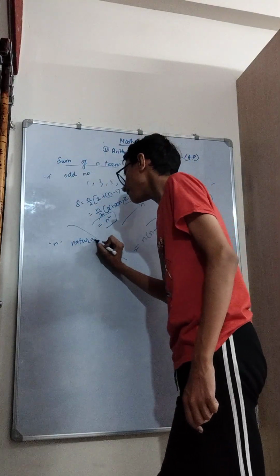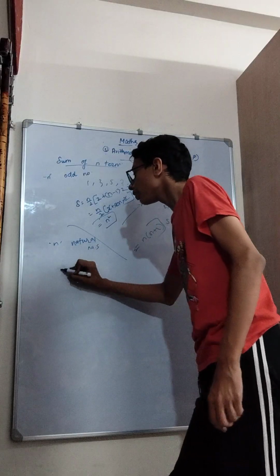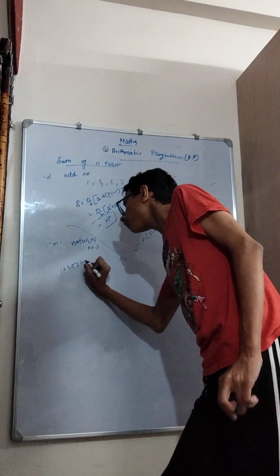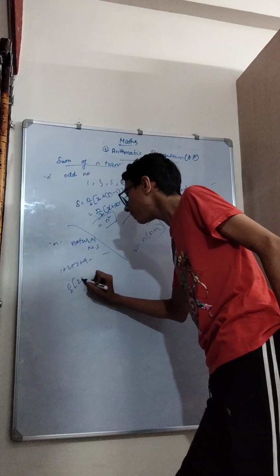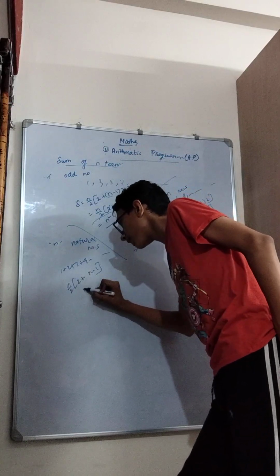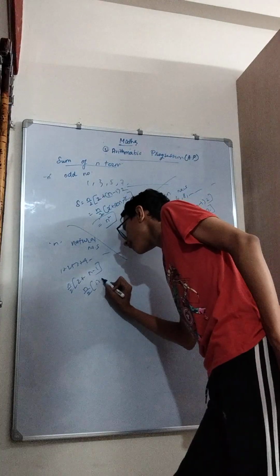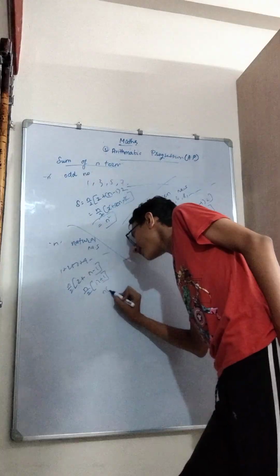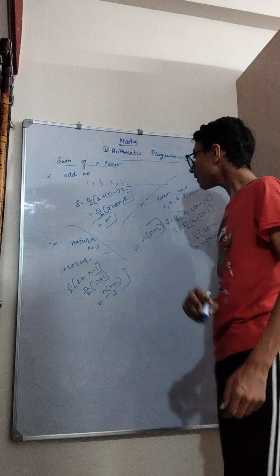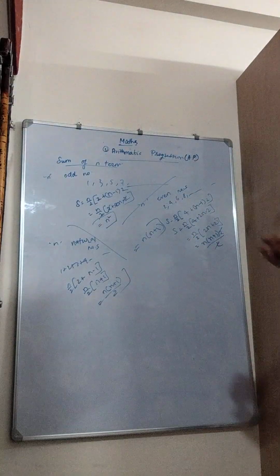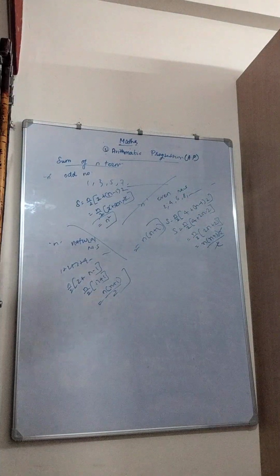Now, the sum of n natural numbers. This is also different. So 1 plus 2 plus 3 plus 4. So now this would be n by 2 into (2 plus n minus 1). So this will become n by 2 into (n plus 1). This will become n into (n plus 1) by 2, which is the formula. So this is how formulas are created. I'll give you some time to copy this down.